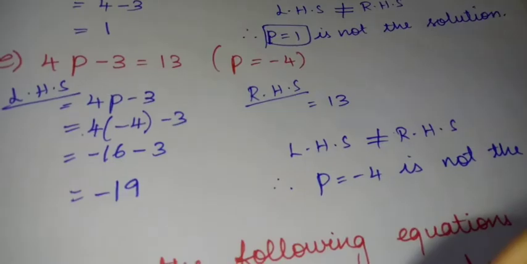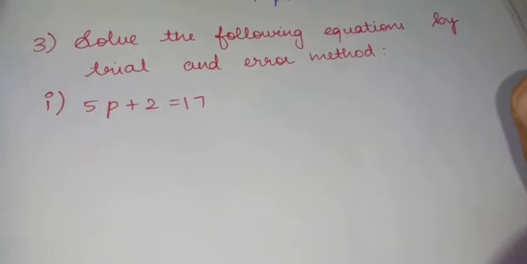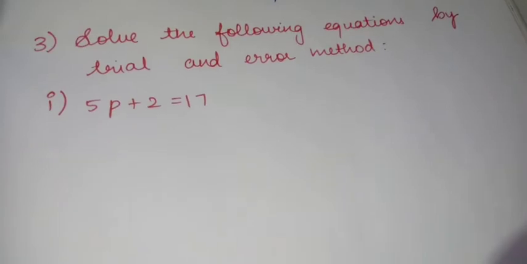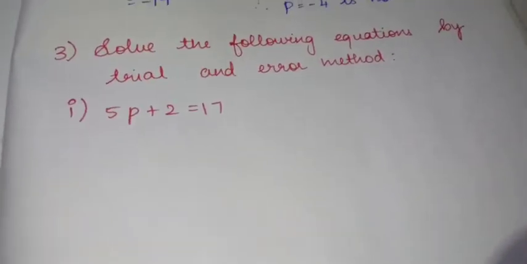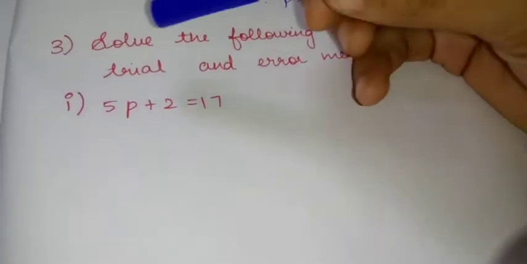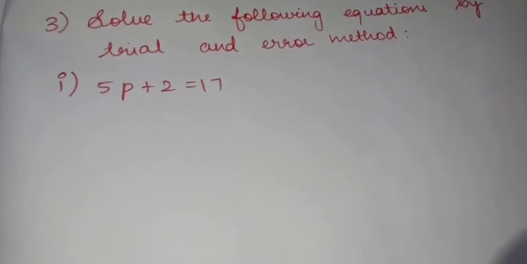Next is your third problem. Solve the following equation by trial and error method. We are going to try one option, then we are going to find the answer for this question. We are going to find the solution, the apt value for the p. That is your solution.